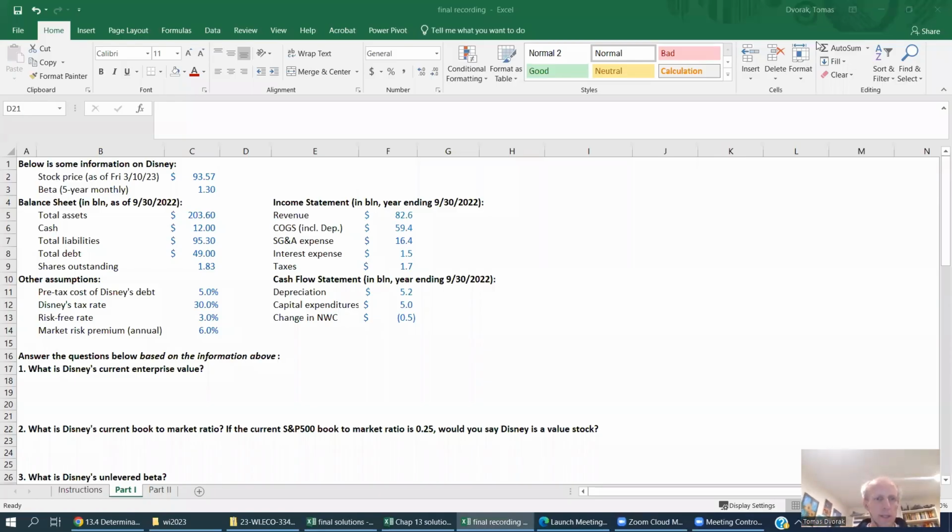Right, in this exam, we have some information on Disney. We have its stock price, beta, some balance sheet information, some income statement, cash flow statement, and some other assumptions.